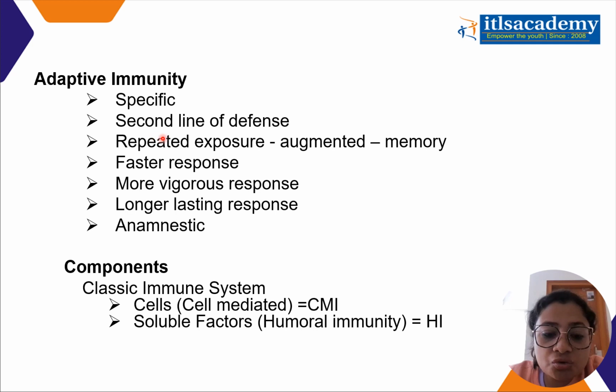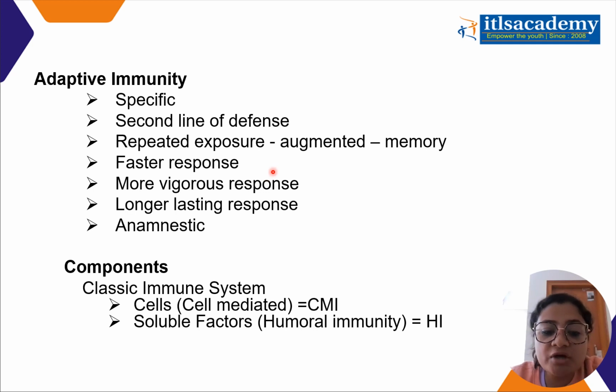Some of the important features of adaptive immunity are that it is specific, it is the second line of defense, and it has a memory. This means that if there is repeated exposure to the same pathogen, then by virtue of adaptive immunity, your body will be able to fight that same infection the second time, which was not there in case of innate immunity because it was a non-specific line of defense.